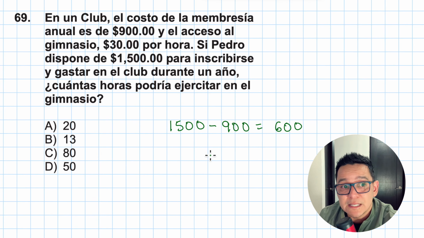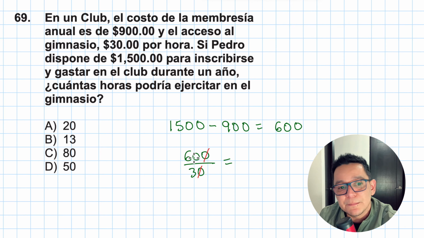So since he's paying 30 pesos for each hour, then he would have to divide the 600 by what they charge him for each hour, right? That's 30 pesos for each hour. We do this division here. As you can see, we can cancel out one 0 with another 0. And we're left with just 60 divided by 3, which is 20. Done. The answer then is that he can only afford 20 classes.